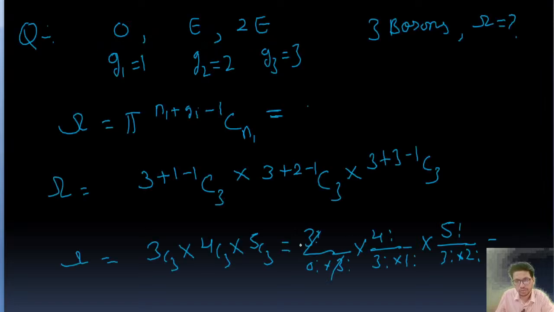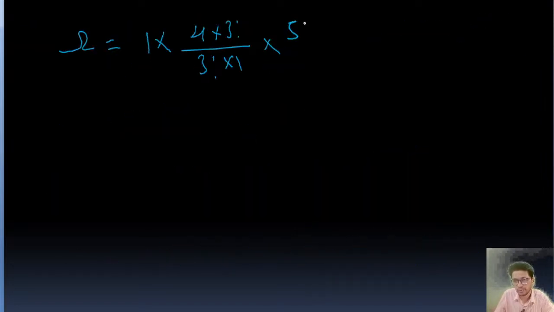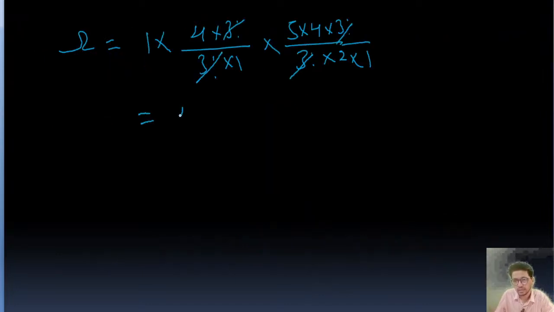into this one, 5 factorial, 5 into 4 into 3 factorial upon 3 factorial into 2 into 1, 2 factorial, right? 2 into 1. So this 3 factorial will get cancelled. This is going to be 4 into 20 upon 2, 10. So this is going to be 40.